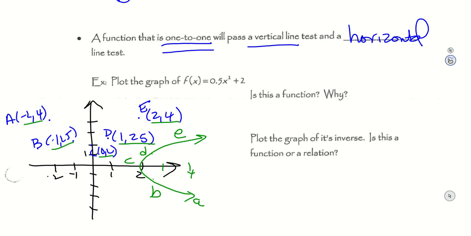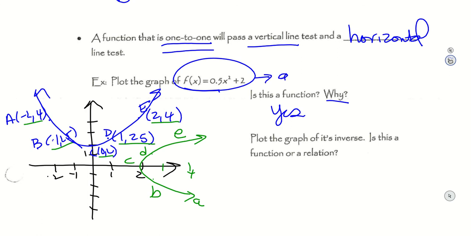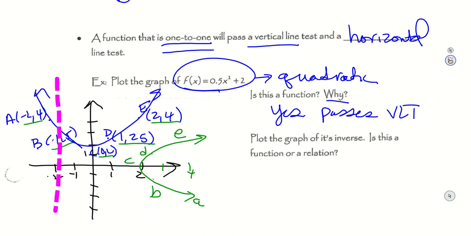parabola. So my function, let's go in here. Let's join these points with a smooth curve, getting our happy parabola. Right. So is our inverse, right, is this a function? Well, yes, right? Why? Well, we already know by its equation it's a quadratic function, but it passes the vertical line test, right? Any vertical line that I draw is going to intersect my quadratic once and only once.